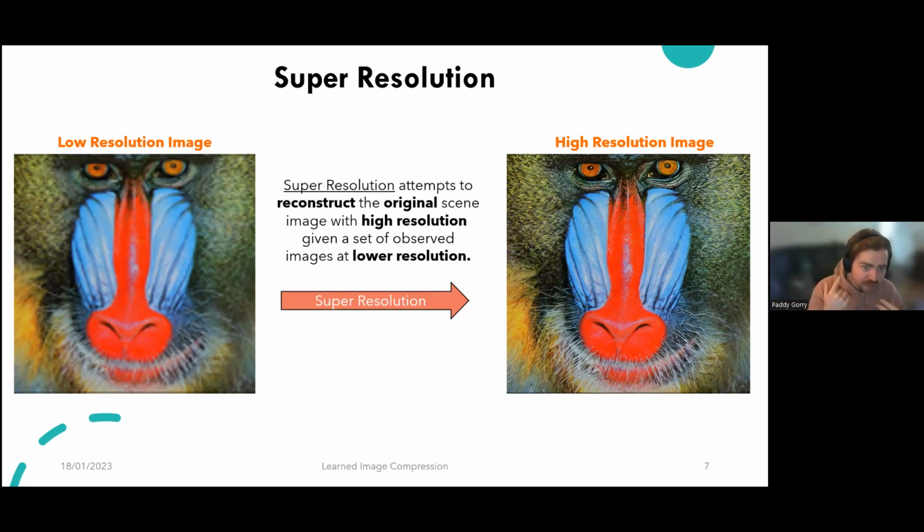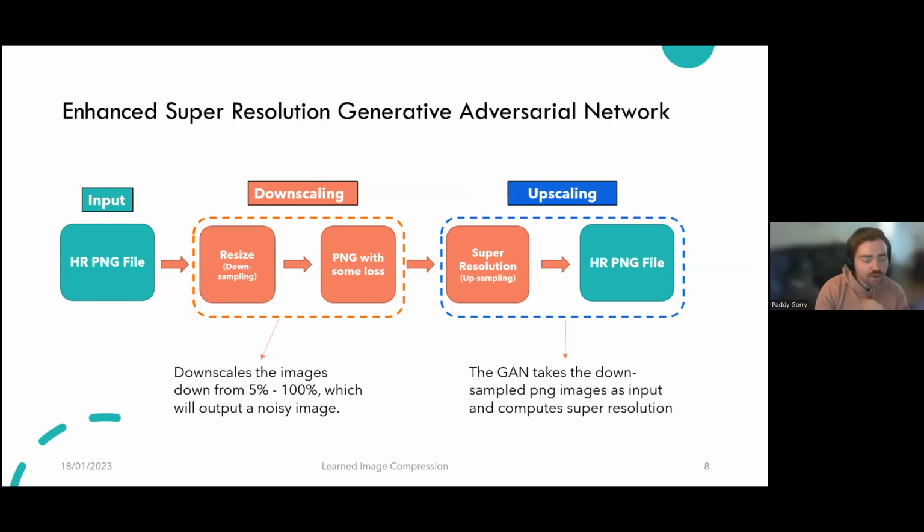So it tries to reconstruct the original scene with a higher resolution, given a set of images that are at a lower resolution. So if you're going to use a neural network method for super resolution, you're almost teaching it how to see what's important in scaling these low resolution images up to these high resolution images. So a quick look at the pipeline of how the GAN works.